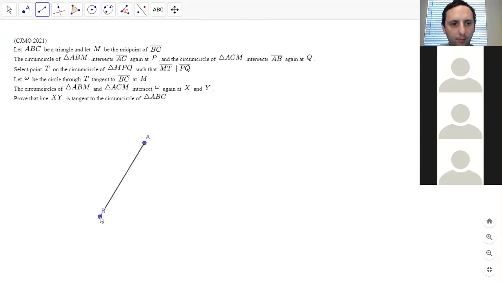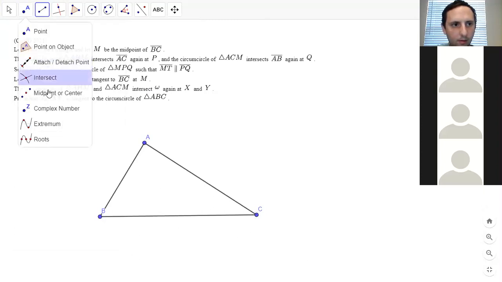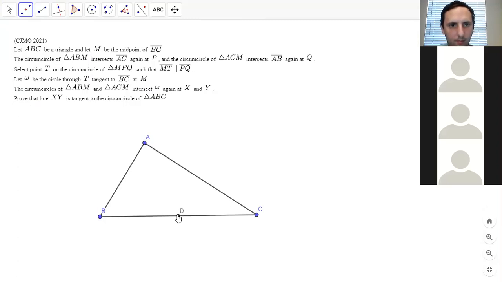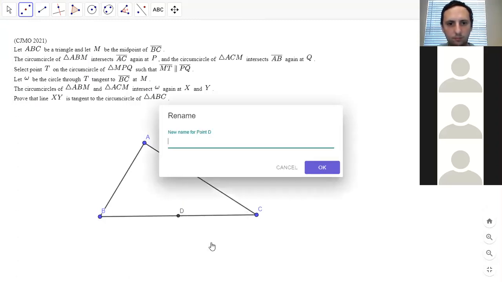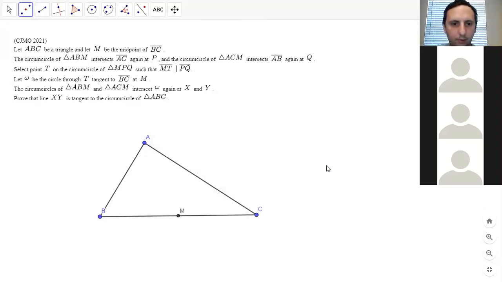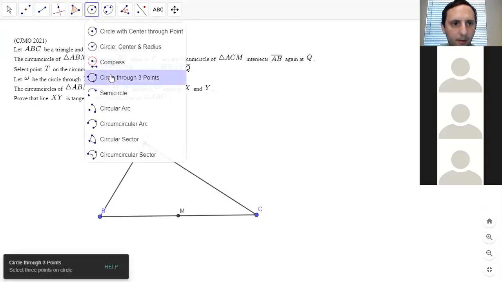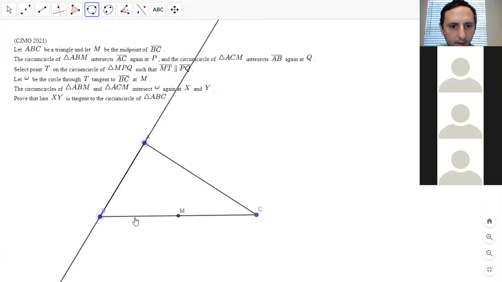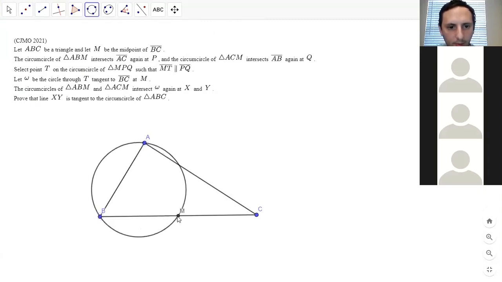M is the midpoint of BC. Then we draw the circumcircle of ABM, and it intersects AC at P. And we draw the circumcircle of ACM, and it intersects AB at Q.